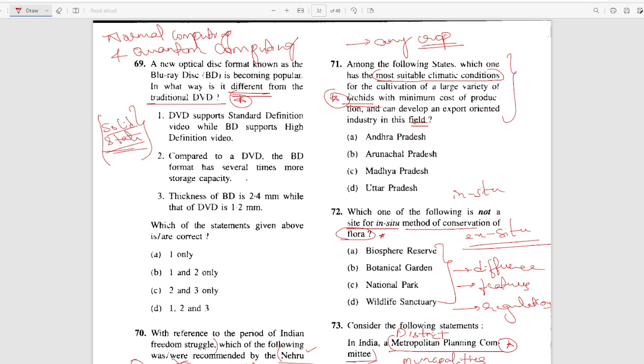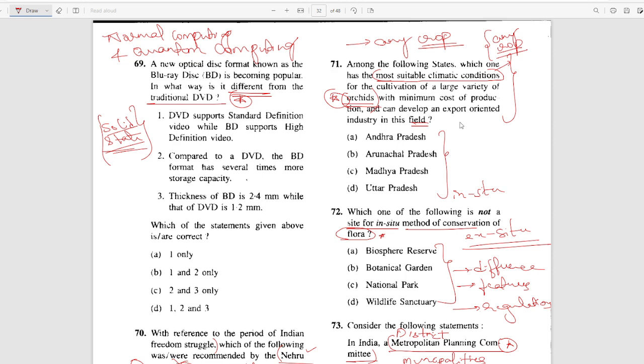This can be changed for any other crop, and they have given a state, or they can give you a state and they can ask which crop is most suitable to grow in that particular state or particular region. So to learn about that, you have to know the climatic conditions required for any crop. At least the major crops, you have to learn the climatic conditions that are required and also the climatic conditions of every state of India.